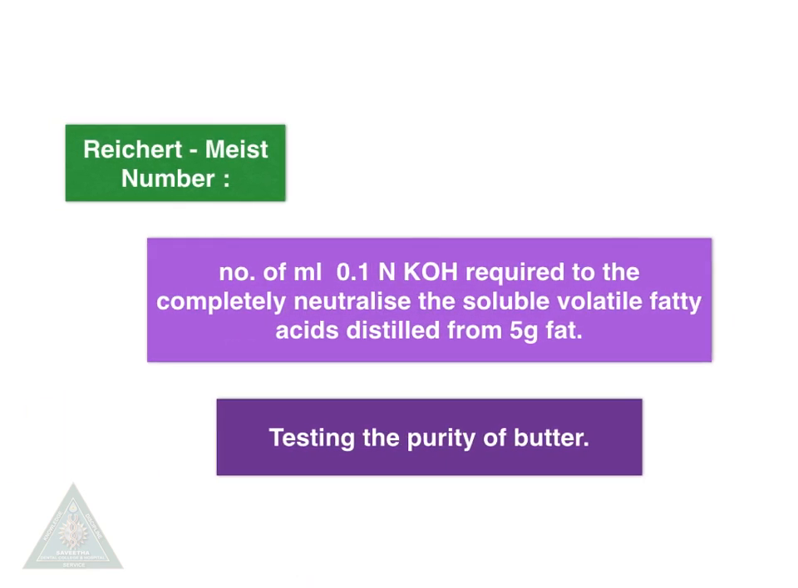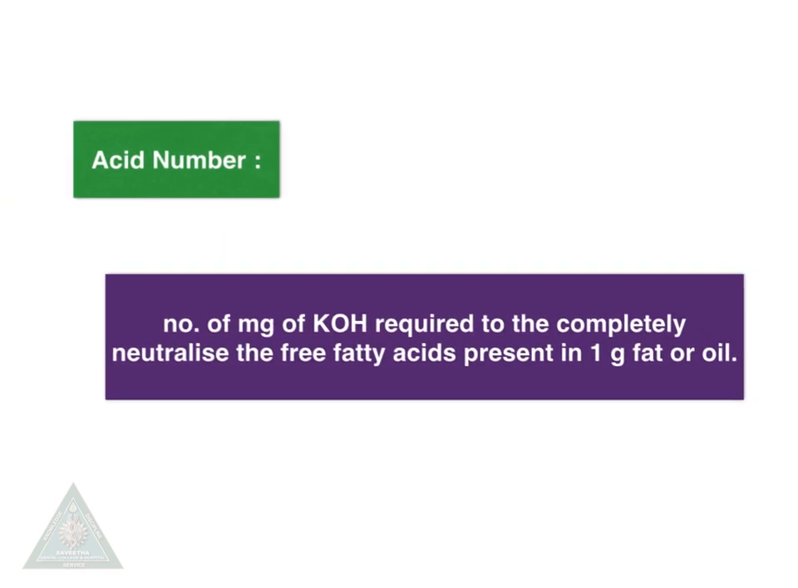Next is RM number. It is defined as the number of milliliters of 0.1 N potassium hydroxide required for the complete neutralization of the soluble volatile fatty acids distilled from 5 grams of fat. This is used for testing the purity of butter, since butter contains a good concentration of volatile fatty acids. Next is acid number.